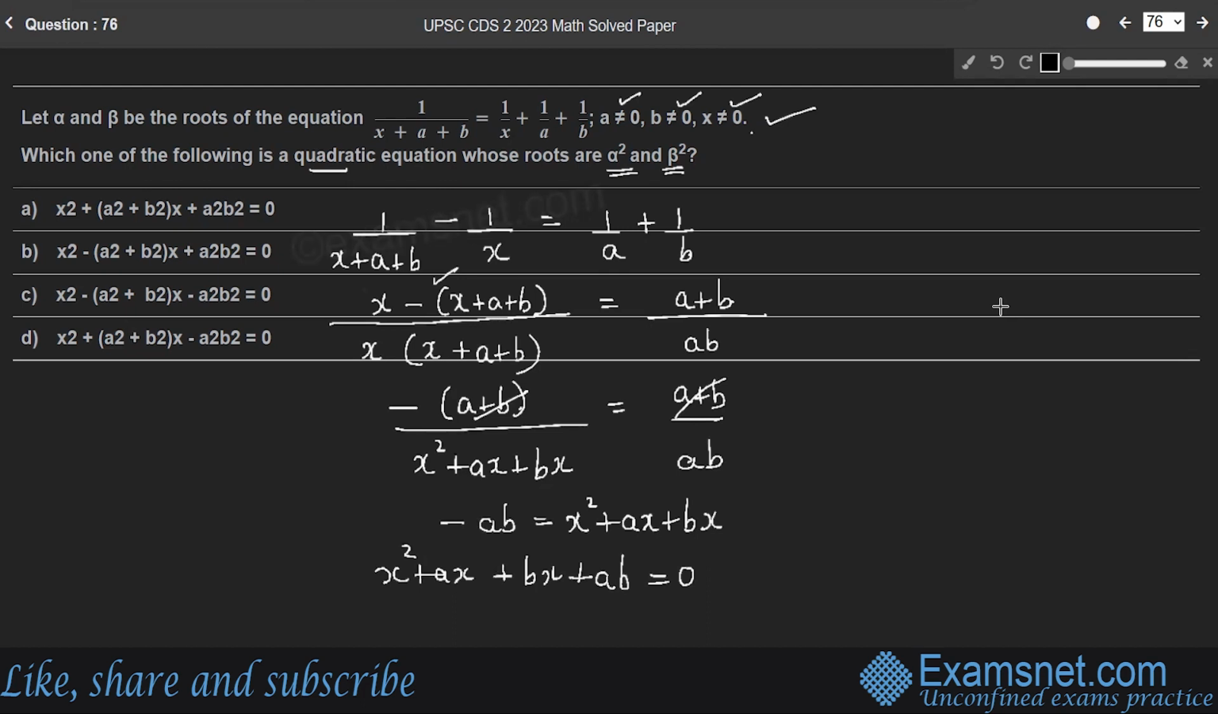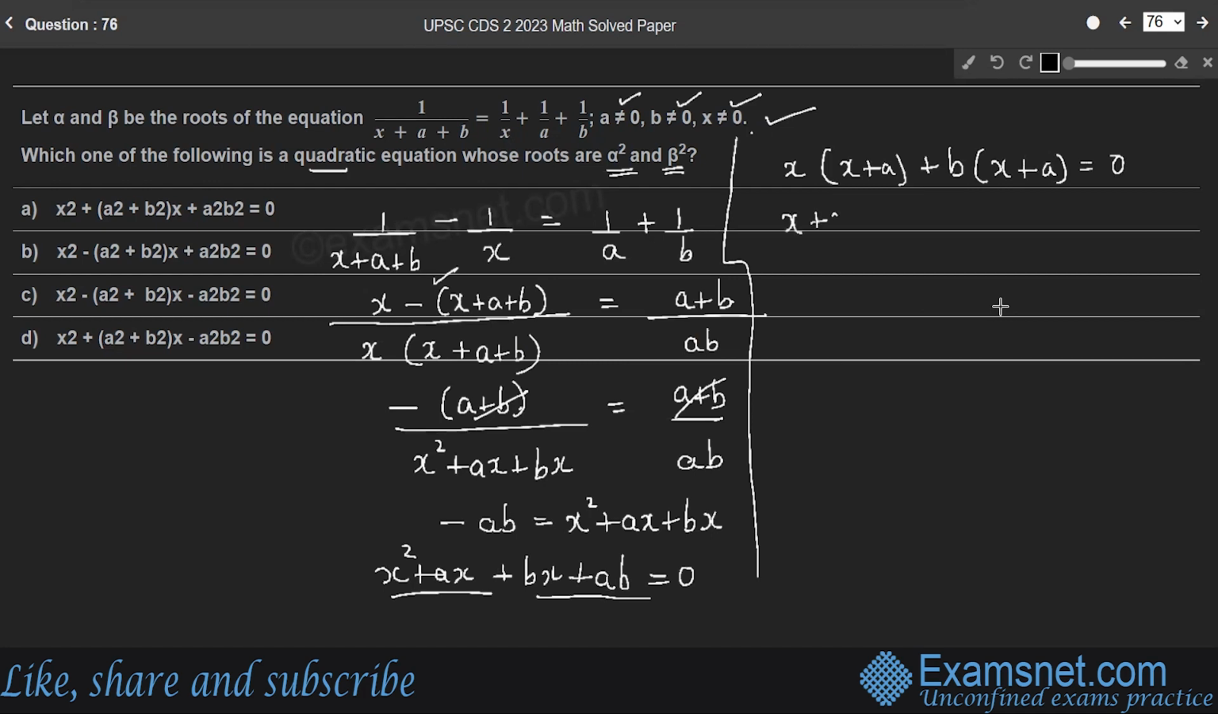Right? So now I'll consider x square plus ax, in which x is common. We have x plus a, right? So bx plus ab, in which b is common, into x plus a is equal to 0. Therefore, x plus a is equal to 0 and x plus b is equal to 0. Therefore, x is equal to minus a, x is equal to minus b. These are the roots of the given equation.